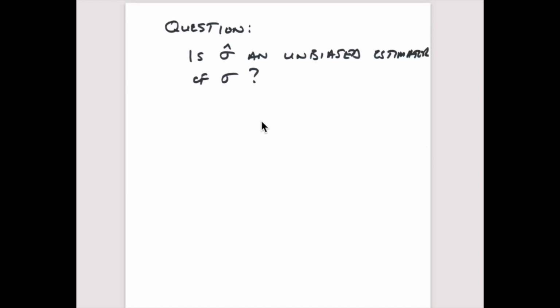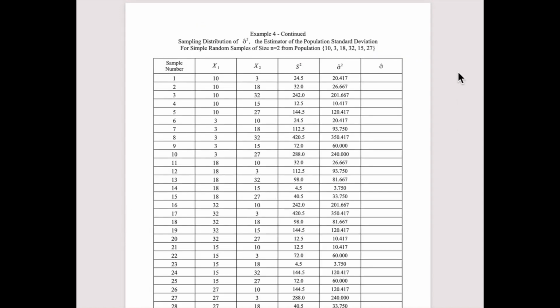Now, a related question is: is sigma hat an unbiased estimator of sigma? Remember, sigma is the population standard deviation. Our estimate of sigma is sigma hat. So the question is, is sigma hat an unbiased estimator for the population standard deviation? And so I have another template. By the way, these templates are available on Moodle. Please download those and fill them out as you work through this set of lecture videos.